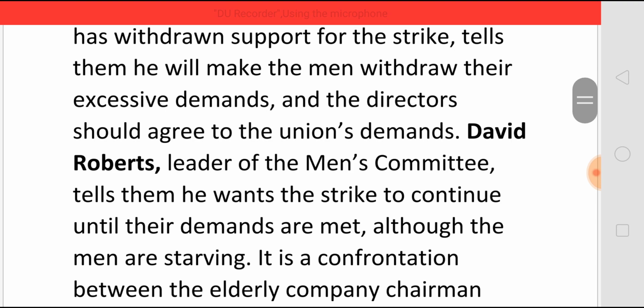David Roberts is the leader of the men's committee among the workers. He tells the workers that he wants the strike to continue until all their demands are met. He knows very well that the men are starving, but he is very sure that the company board members will give in to their demands, so he asks them to hold the strike for some more time.